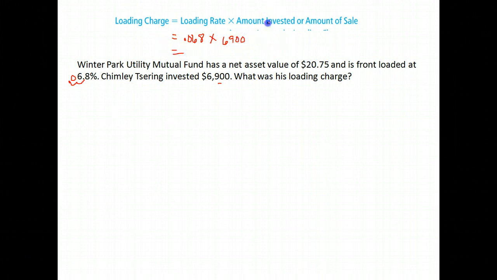It does say amount invested or the amount of sell. That's because if it's end loaded, you would use the amount you're selling it for. But if it's front end, it's the amount you're investing. They did give us a few unnecessary numbers in there, but we just go ahead and calculate. When I do that, I get $469.20 as the loading charge.